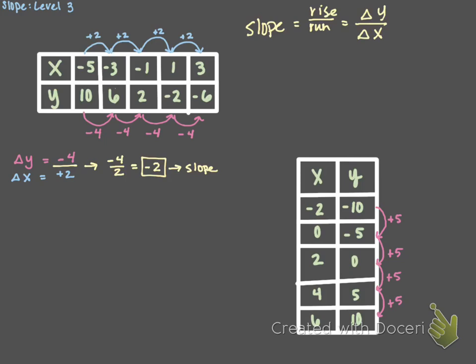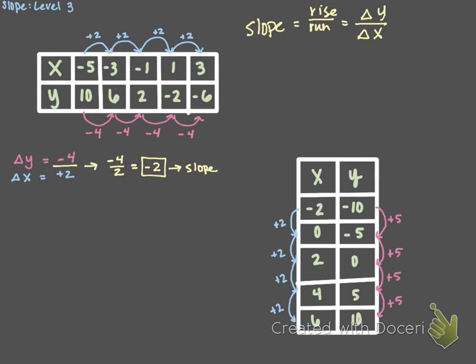Alright, now if we look at our change in the x values, from negative 2 to 0, we are increasing by 2. From 0 to 2 is an increase of 2. Same with 2 to 4, as well as 4 to 6. So in this case, our x values are increasing by a change of 2's.